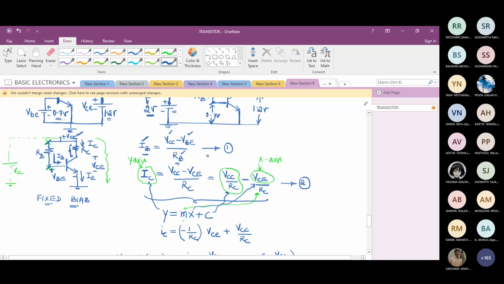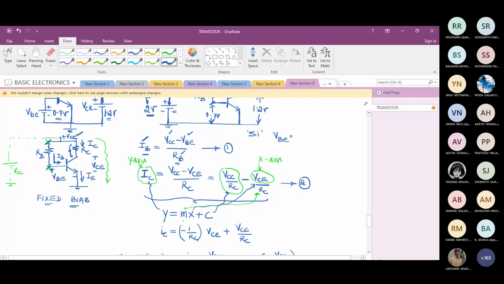Yes, because we know the equation. I hope all of you have noted down this equation: IB is VCC minus VB by RB. Have you noted this? What is the VBE value? If I say silicon transistor, what is the VBE value?